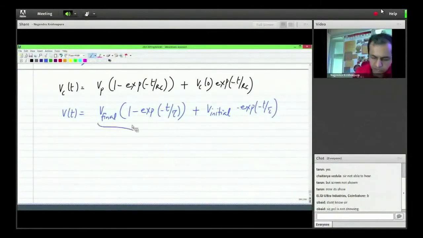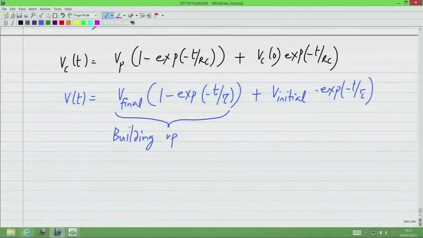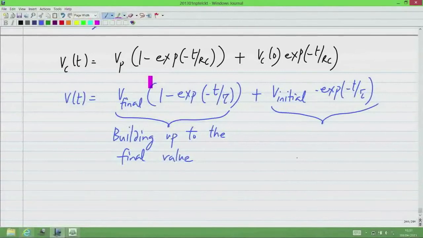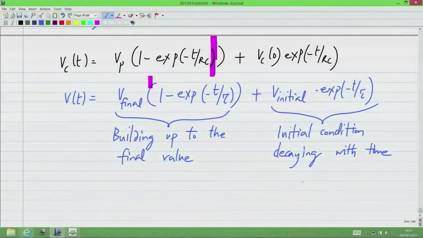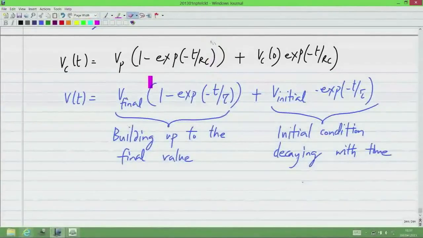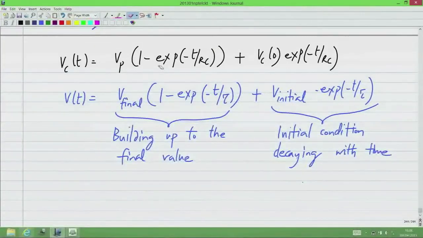Here you think of this term as building up to the final value. That is, if you just look at this part of it, it starts from 0 because 1 minus exponential is 0, and then it builds up to V final. And this you can think of as any initial condition on the capacitor decaying with time. So at t equal to 0, you will only have the initial part and it decays with time. So this is yet another interpretation. You can think of the total response as one part, which is building up to the final value, and another part, which is the initial part decaying with time. And like before, this also holds for currents.